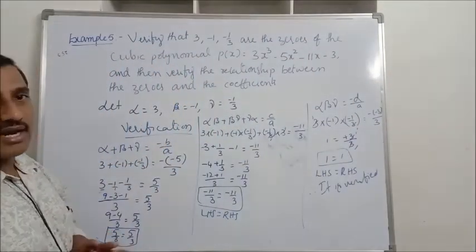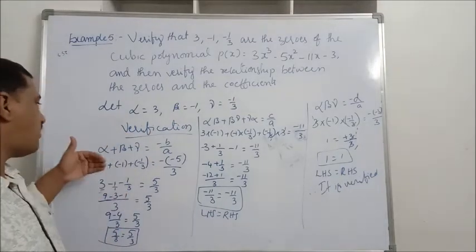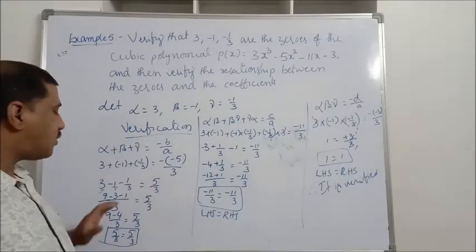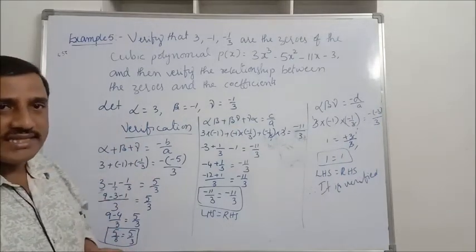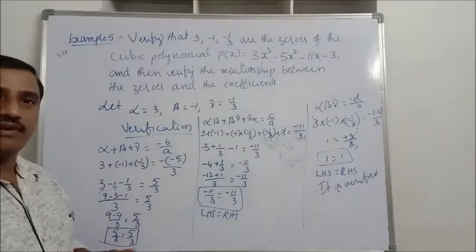Is it clear, children? So simple it is. We need to substitute the given zeros in the place of alpha, beta, gamma and write the relationship, and make both the sides. If you get both the sides equal values, then it is verified, otherwise it is not verified.